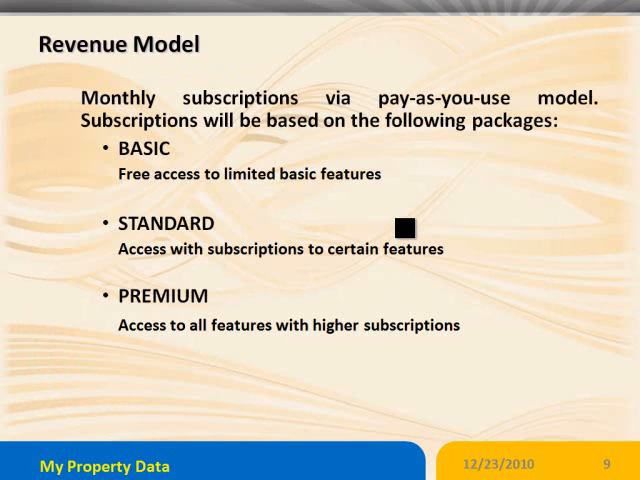MyPropertyData intends to have a revenue model that covers basic, standard, and premium, where basic covers free access to limited basic features, standard covers subscription to certain features, and premium with access to higher and probably all features of the system.